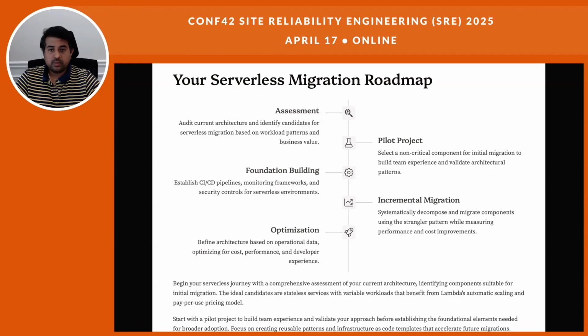Evaluate cost savings potential. Calculate the potential cost savings by comparing current infrastructure cost with estimated Lambda execution cost. Assess complexity and dependencies, and consider the data processing pipelines. The next step would be the pilot project and foundational elements.